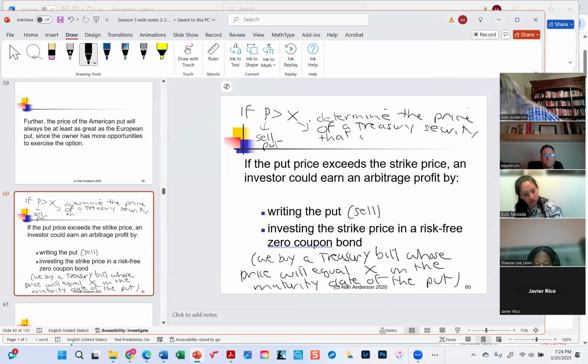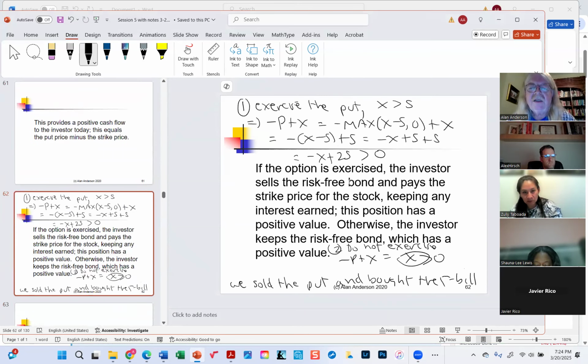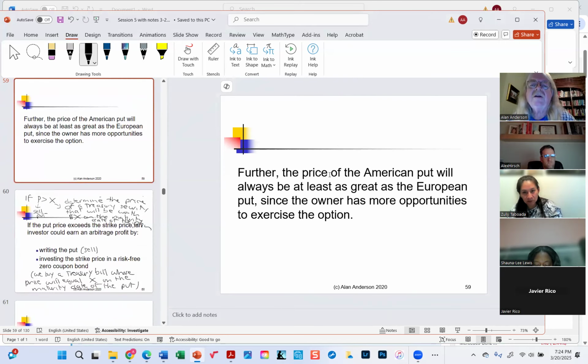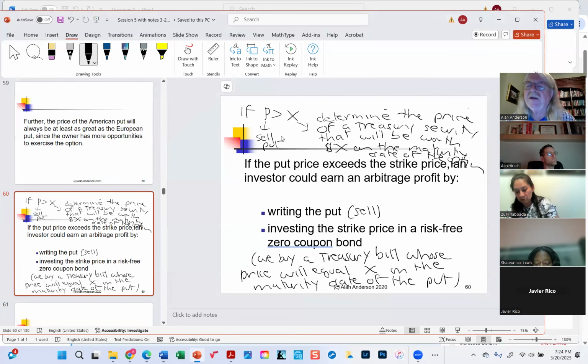That will be worth X dollars on the maturity date of the option. I don't know if I have an actual numerical example here or not. If not here, we will find one later on. So let's just say that that amount happens to be $100. Fine. So what I would have to do is invest $100 in a treasury bill.